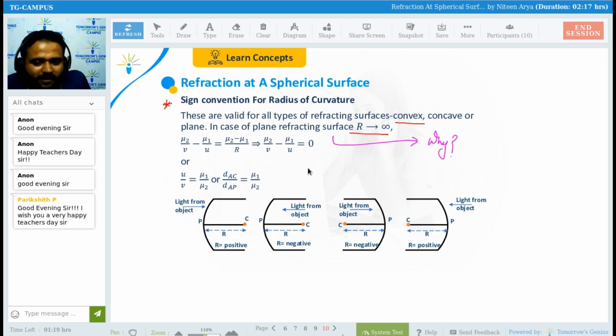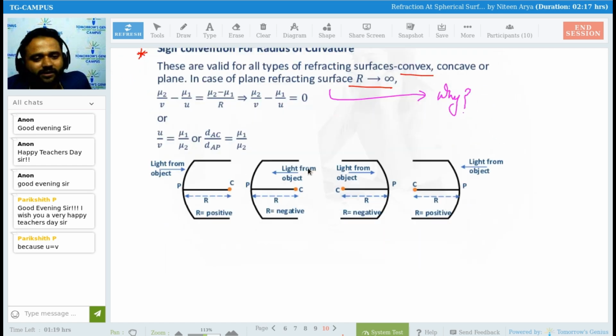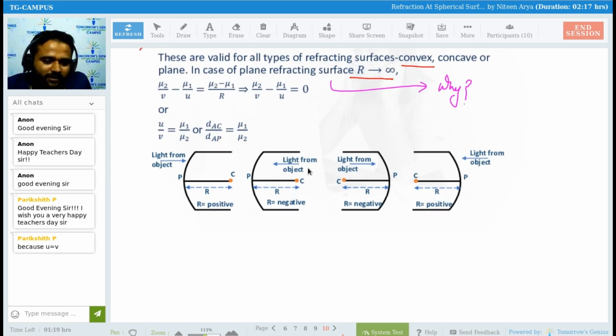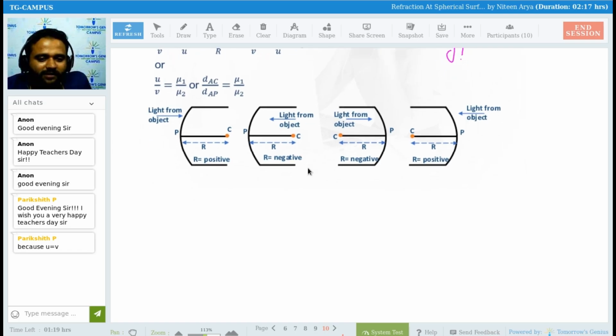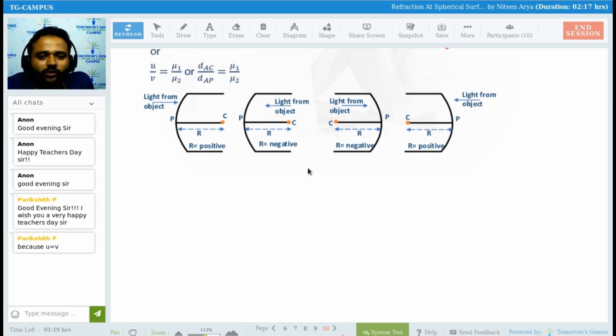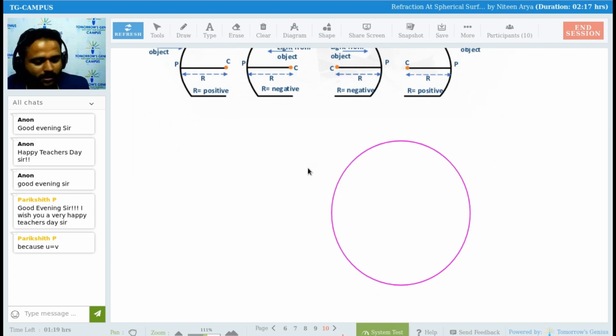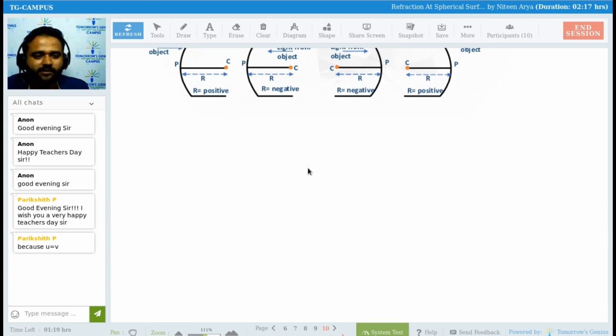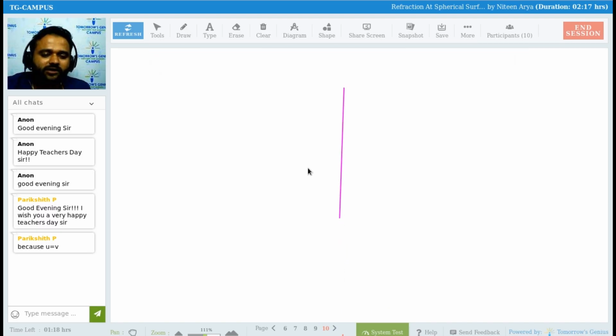See, sometimes you need to apply very common sense. Someone said because u equals v. Wow, beta, seriously, you can say that, but I am interested in geometry. u and v are not going to matter here. See, this is your circle, and this is a sphere in 3D. If I say plane surface, what is the meaning of plane surface? It is a very, very large sphere with respect to the object, so R tends to infinity.